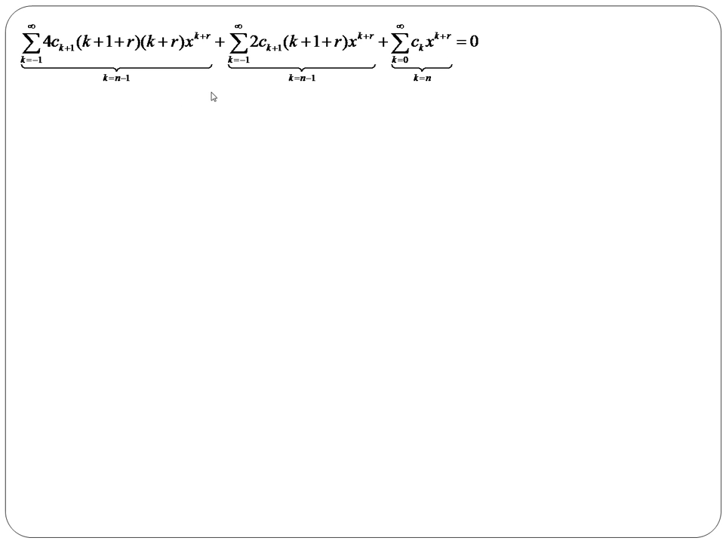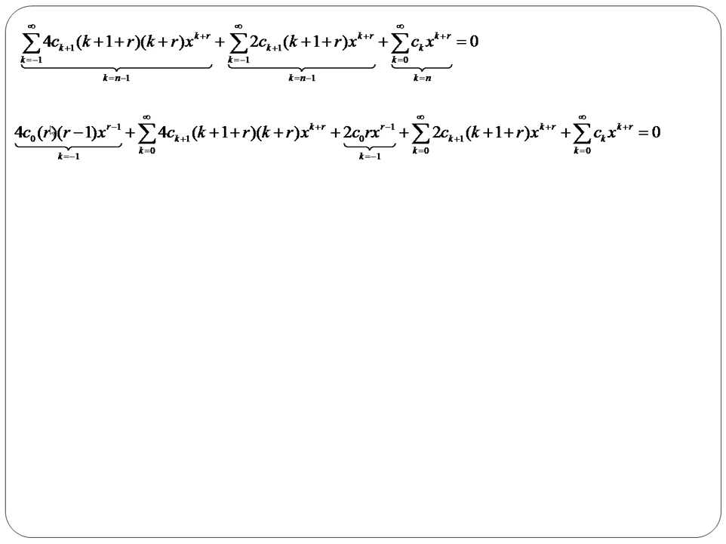So we'll start by letting k equal negative 1. K equals negative 1. And when k is equal to negative 1, this becomes C0. This negative 1 and 1 cancel out to give me an r. This becomes negative 1 plus r, or r minus 1. And then I can start my lower limit at 0, so that my summation goes from 0 to infinity.